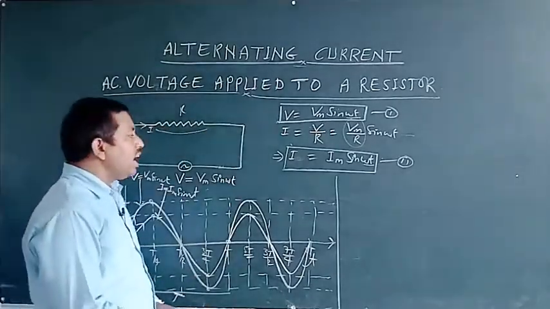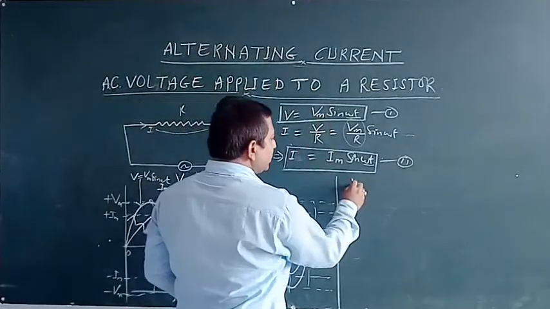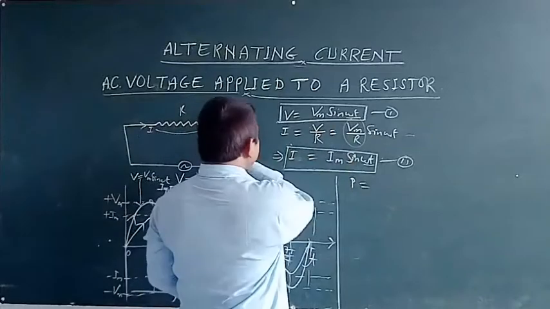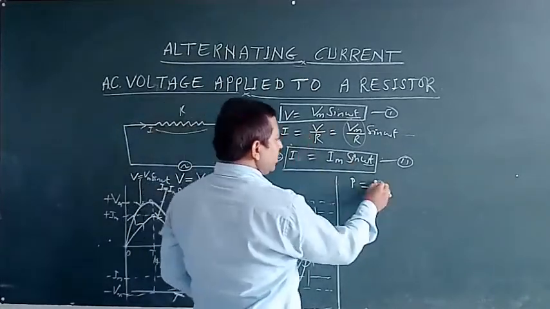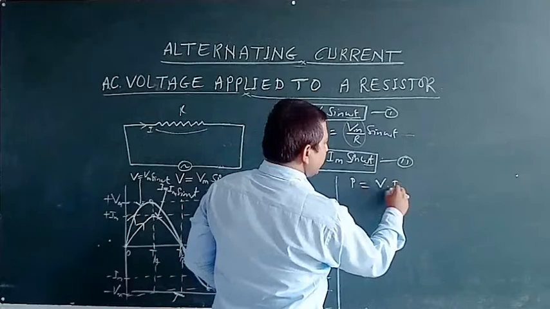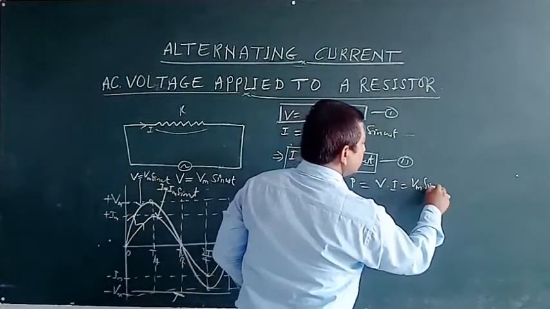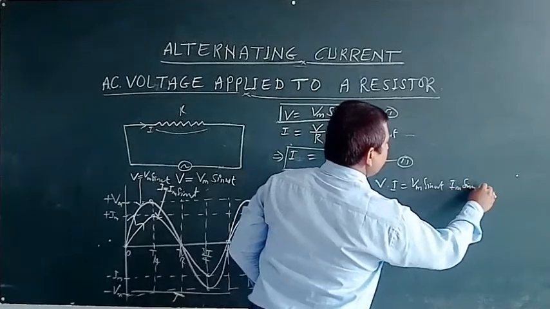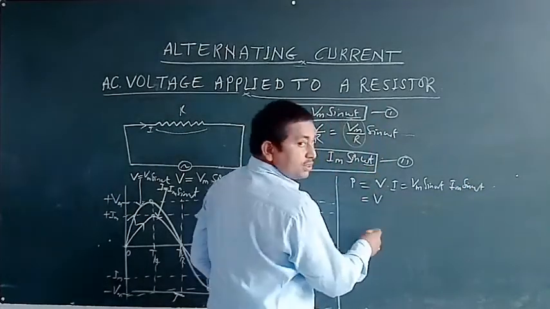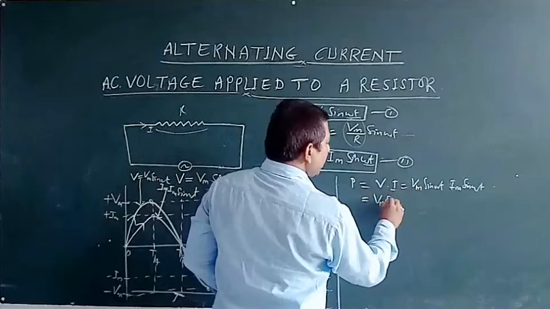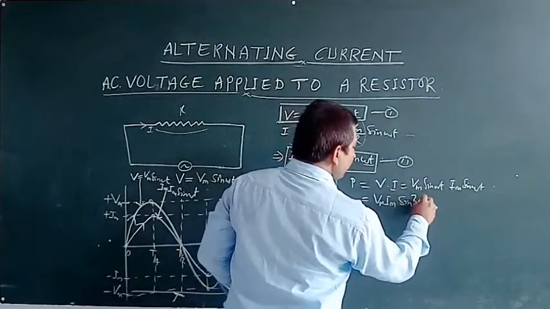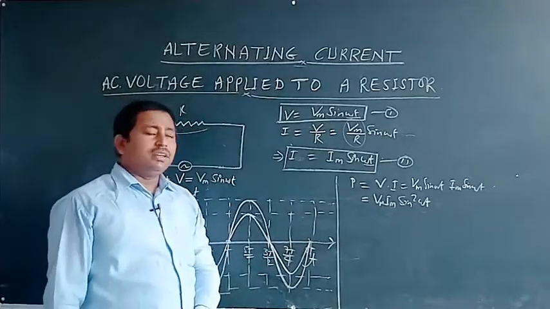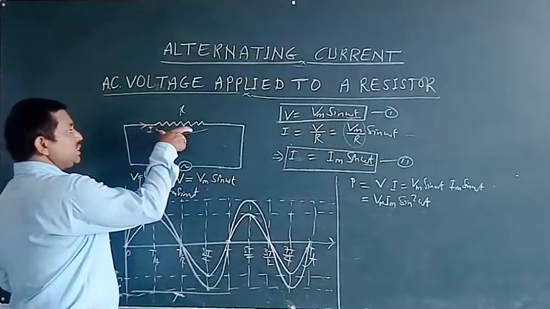Let us calculate. As we know, the instantaneous power drop in the resistor is given by the formula V dot I. It means Vm sin omega t dot Im sin omega t. So this becomes Vm Im sin square omega t. This is the instantaneous power loss in the resistor.